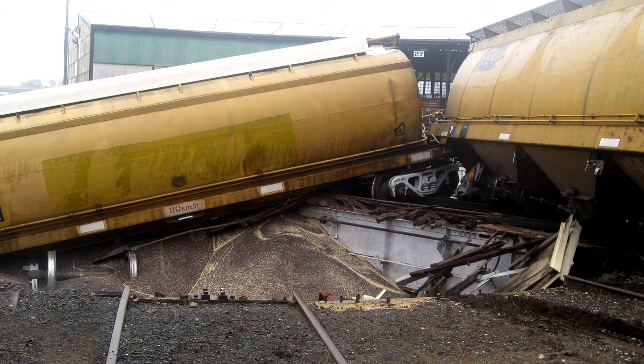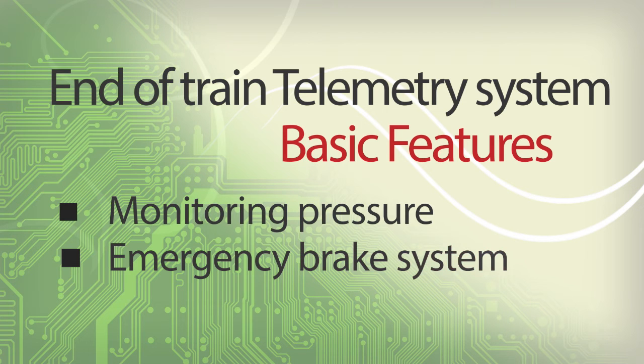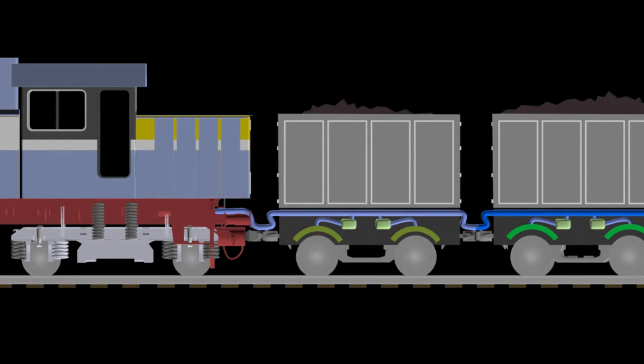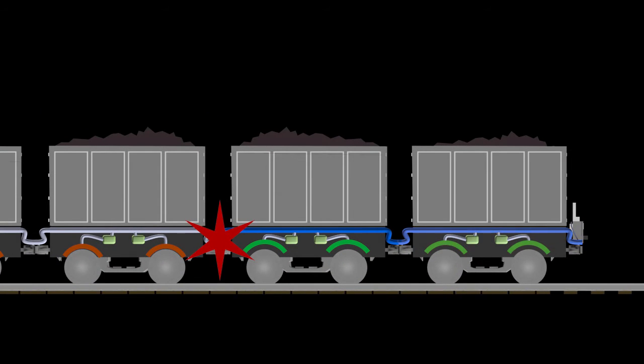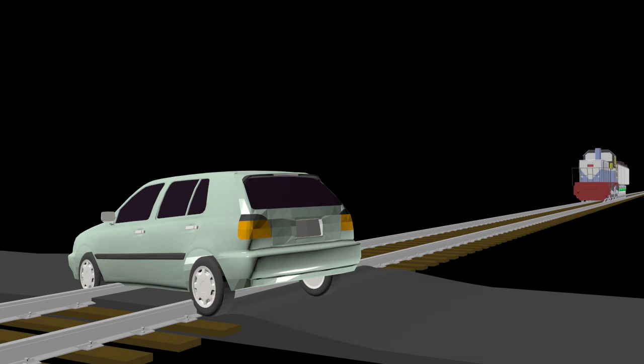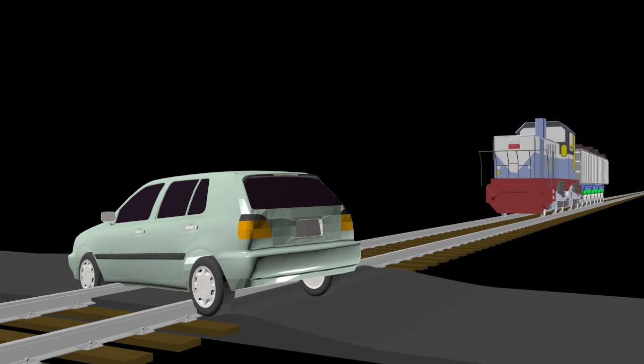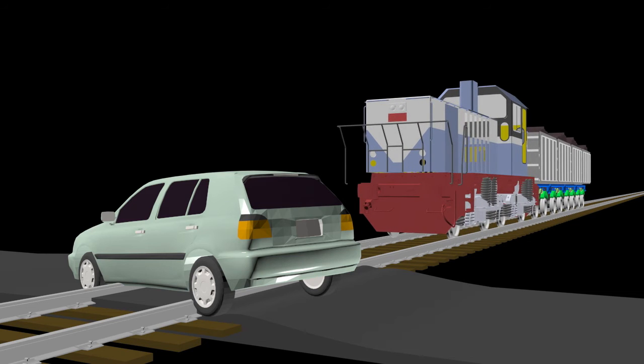To prevent all this, the end-of-train telemetry system incorporates an emergency brake, which will cause the train to stop safely and in time. Normally, air pressure is only released from the front of the train if the driver wants to slow down or stop the train. In this scenario, where the air brake line has lost continuity, the EOT's emergency brake feature can drop air pressure from the rear of the train, braking the train from there as well, and avoiding a disaster. The emergency brake could also be used to stop the train quickly to prevent accidents, for example, when there is a car stuck on the tracks.